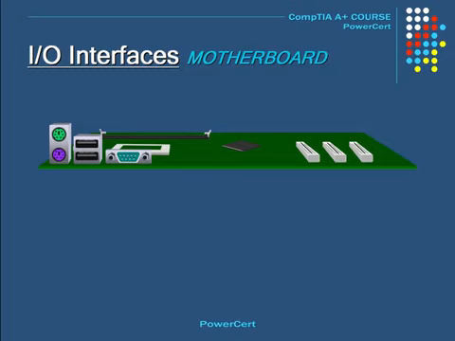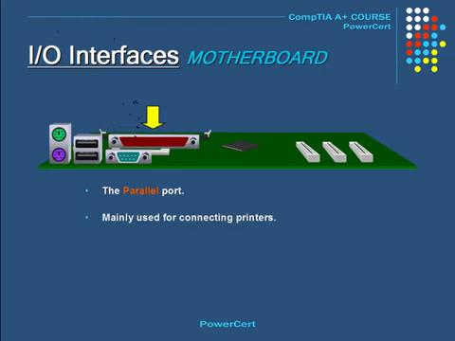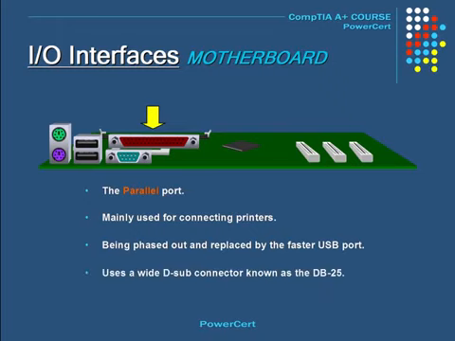The parallel port is another interface that could be found on a motherboard I/O panel. It was mainly used for connecting printers, and like the serial port, it is also being phased out and replaced by the faster performance of a USB port. It uses a wide D-sub connector known as the DB25. And unlike serial ports that send data 1 bit at a time, the parallel port sends data signals simultaneously over several parallel channels.